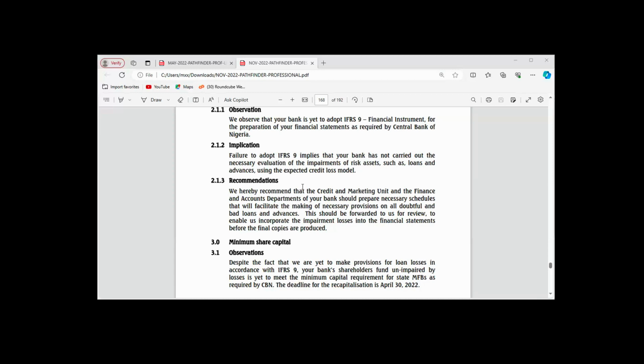So at that stage 2, that's at the end of the year, after making that assessment, right, you now make an estimate called expected lifetime credit loss. That one is lifetime credit loss.